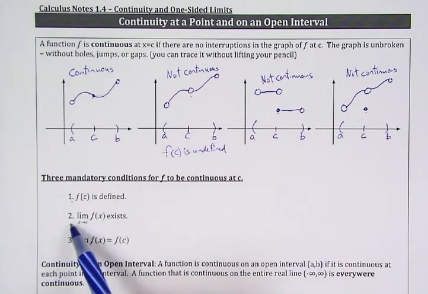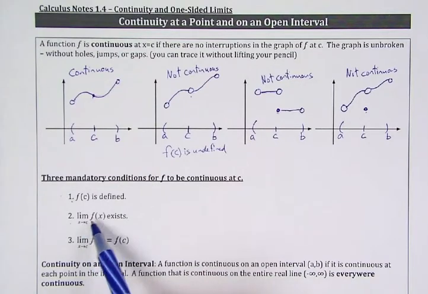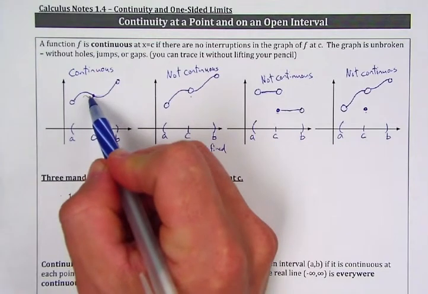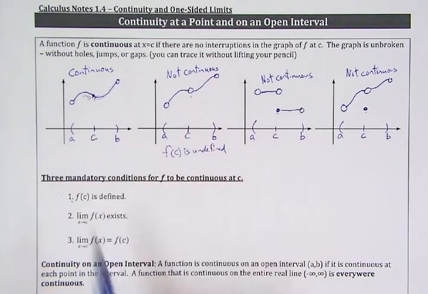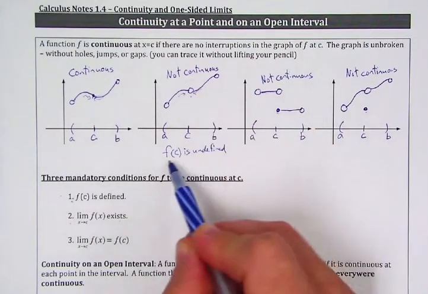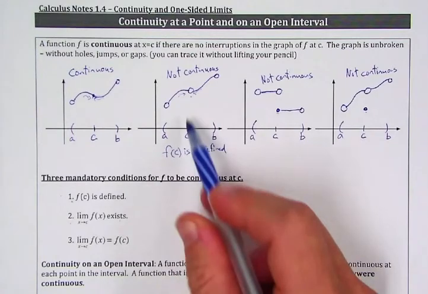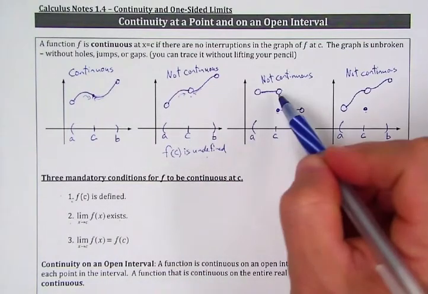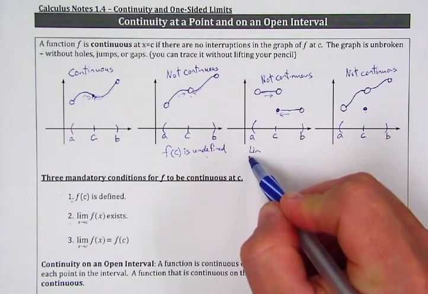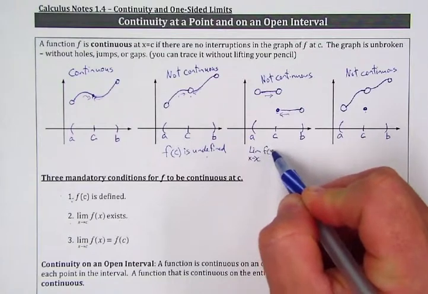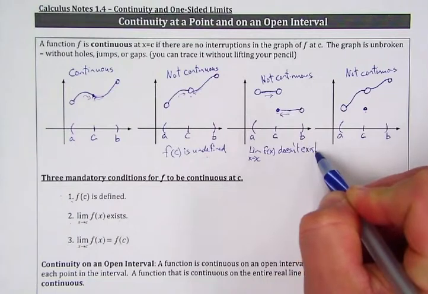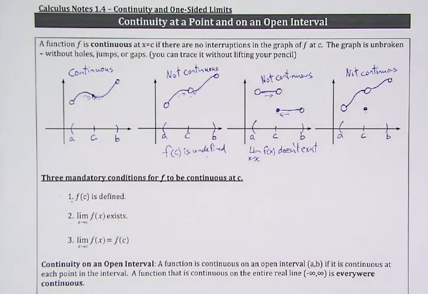Now the next thing we need is that the limit as x approaches c of f of x exists. This one right here, the limit exists because it's going towards the same number. Here the limit exists, but we've already said f of c is undefined, so it doesn't matter. In this case, the limit does not exist. Therefore, this cannot be continuous.